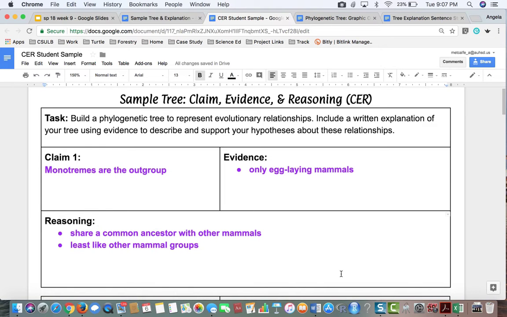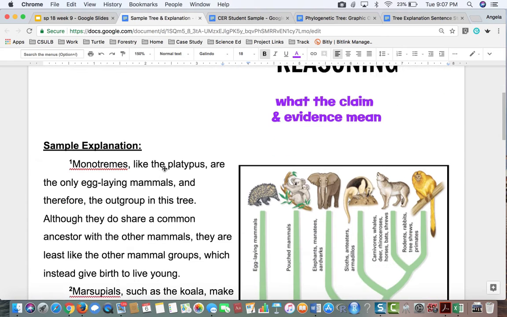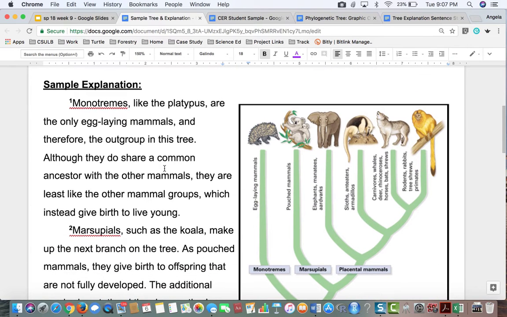If you notice in the purple, I have some information already written on there, and I got this information from the very first paragraph of the sample explanation on this page. So it goes monotremes like the platypus and all the way through instead give birth to live young. So I labeled it to make it a little bit easier with your claim so you knew exactly where I was getting the information from.